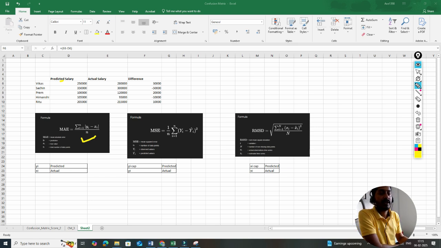Now if we go for the mean square error, it is just the same. If we want to penalize the model more, we take the square. Whatever difference comes, let's say this is 30,000, make it a square. This is minus 50,000, make it a square. See here we used the modulus sign on both sides, right? The modulus sign makes negative values positive.